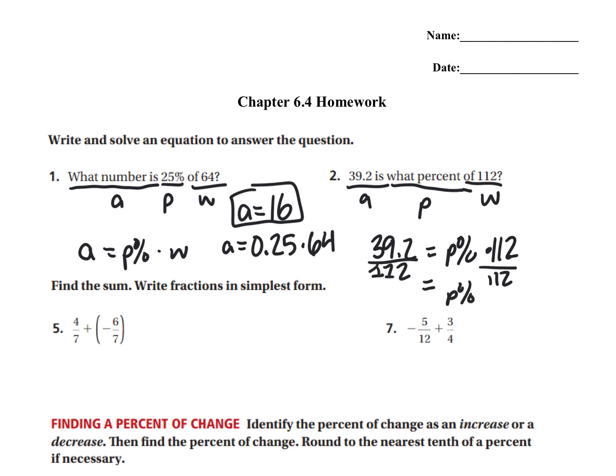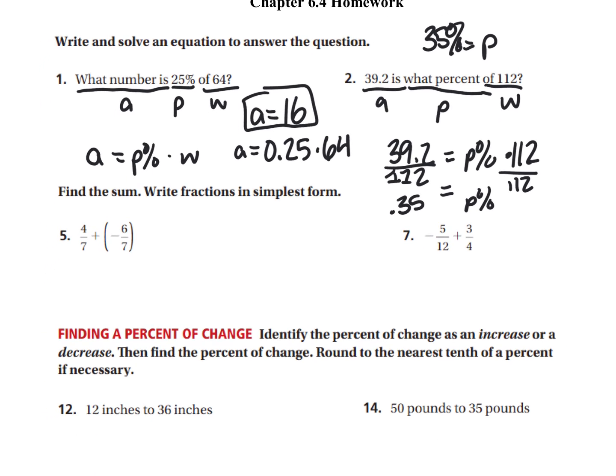And I get my percent being equal to 39.2 divided by 112, which is 0.35. To make this a percent, I need to change it to a percent. So I get 35%.